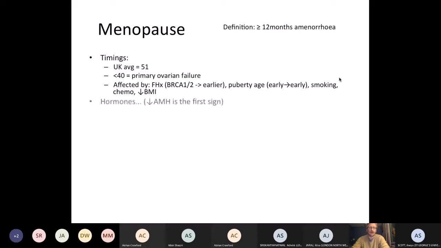So hormones, I think, is all very complicated, and I'm certainly not an expert, so I'm not going to go into any detail at all, because it would take a while and I might get it all wrong. But I think one of the key things to remember for exams is that low AMH is the first sort of easily testable sign.